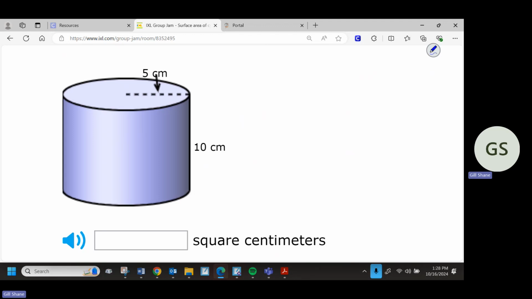So if you're totally lost, I'm going to get you started in a second. Again, if you look at the prism cylinder section, that's where your surface area and volume formulas are.